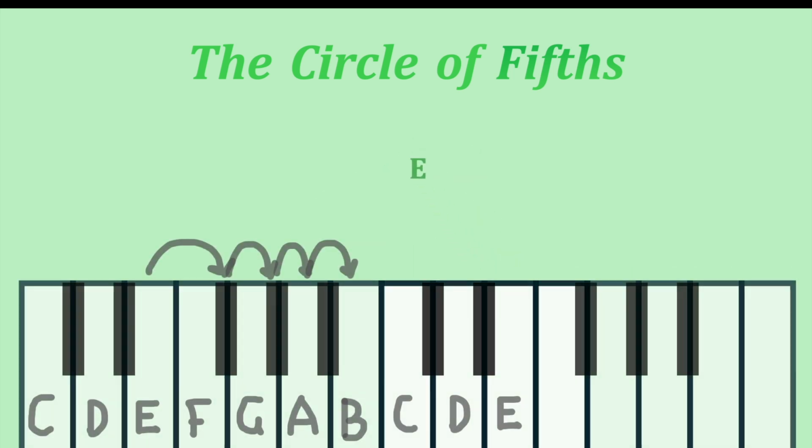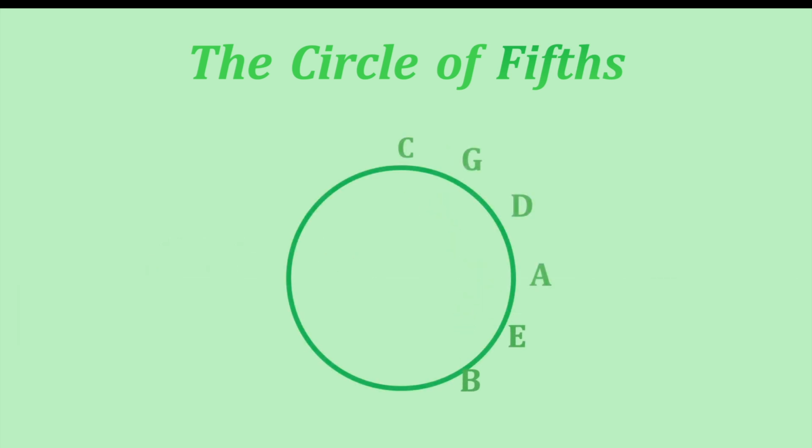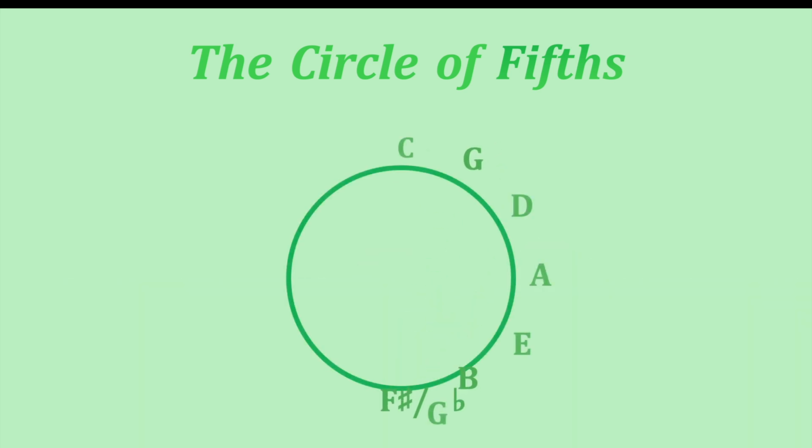From E, we move another 5 steps. Which gets us to B. From B, we move another 5 steps. Which will get us to G flat. You will find out soon why it's G flat and not F sharp.